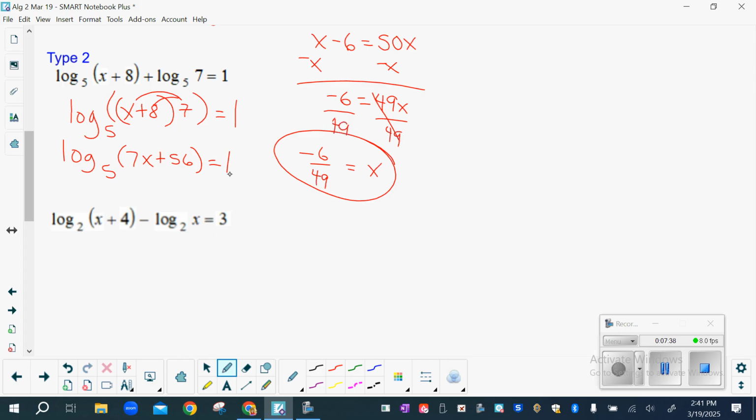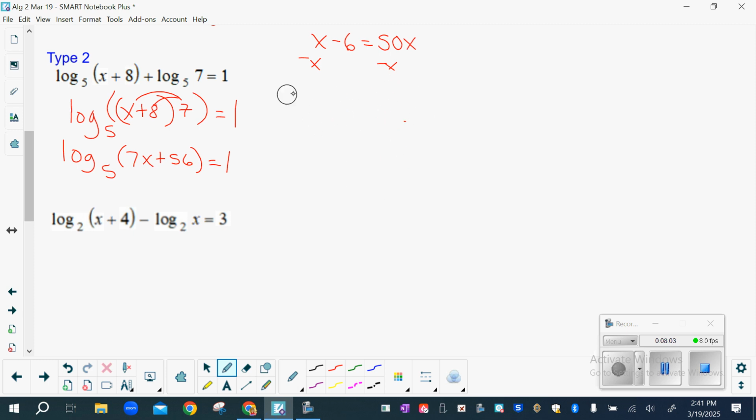Now this step is going to be different from the other one because we don't have a log on the right-hand side. So what would you do next? You would bring 5 up and switch the. So you mean writing it in exponential form? Yes, very good. That's right. So we want to write it now in exponential form.